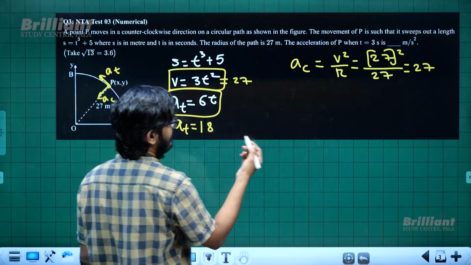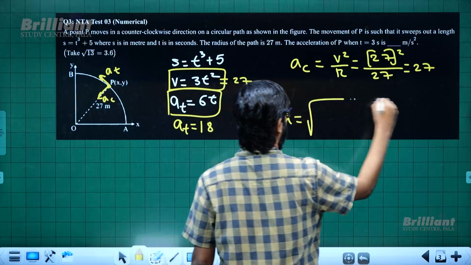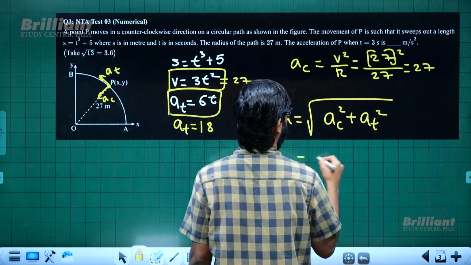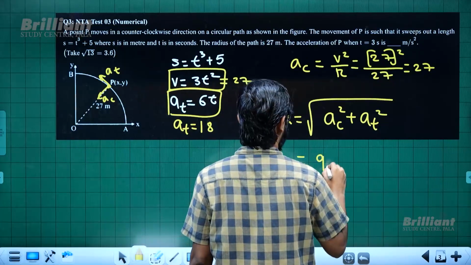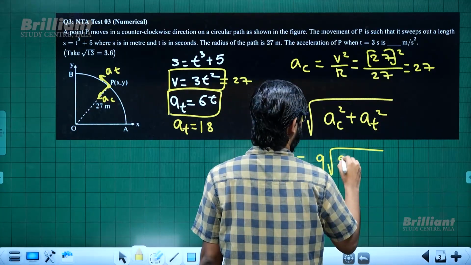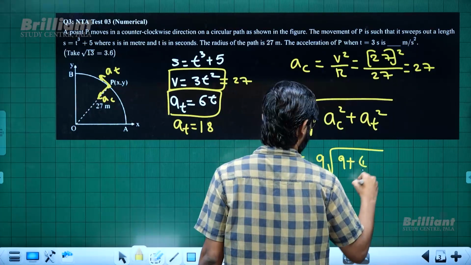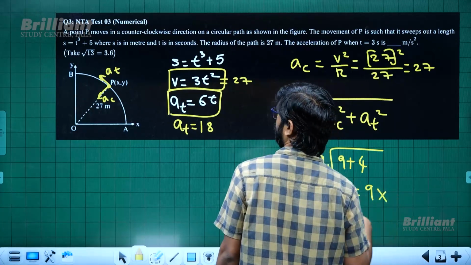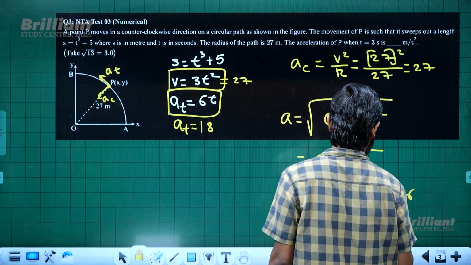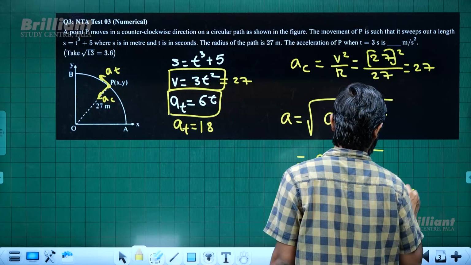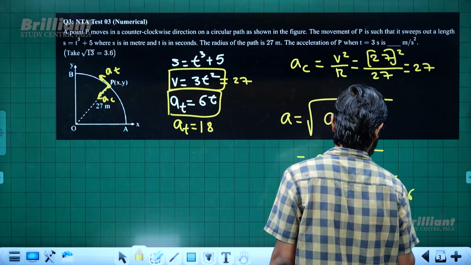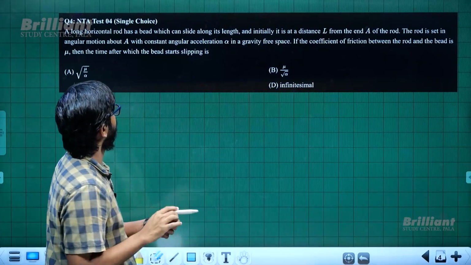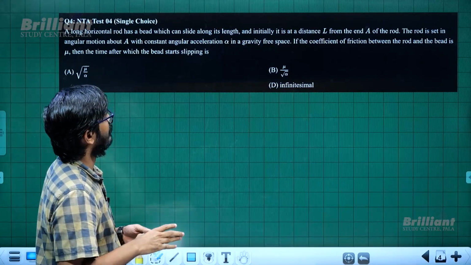You need to find the total acceleration. Total acceleration will turn out to be the square root of centripetal acceleration square plus tangential acceleration square, which is, you can take 9 common, 9 into root of 3 square, which is 9, plus 2 square, 4. So 9 root 13, which is 9 into root 13, they said it as 3.6. 9 6s are 54, 27, 32.4.